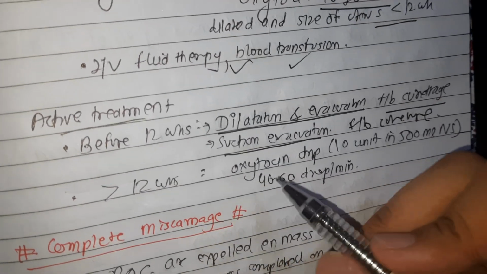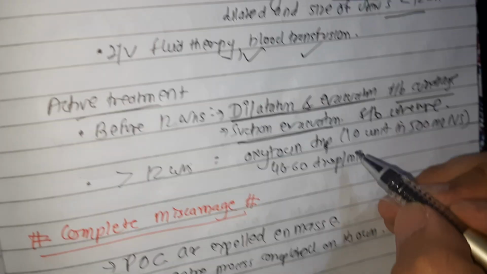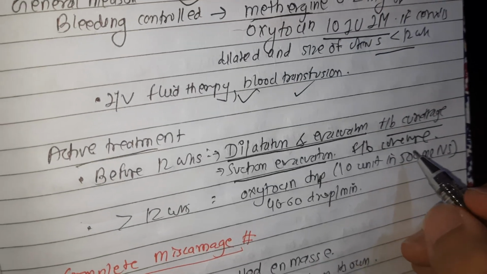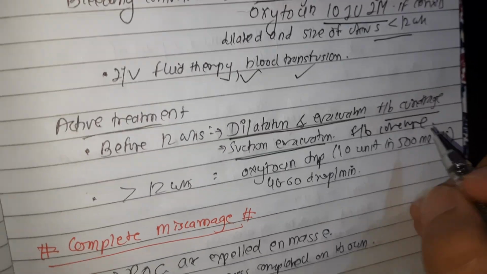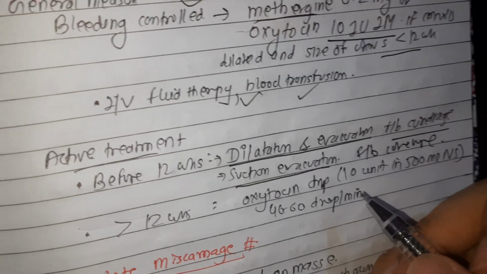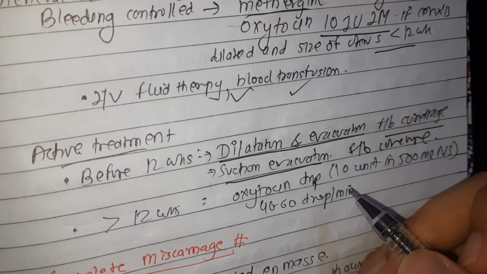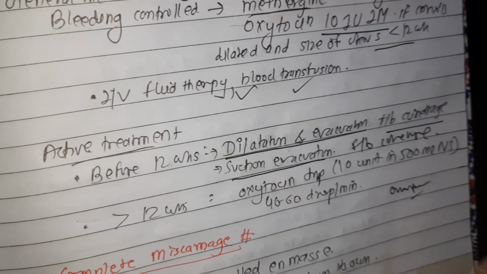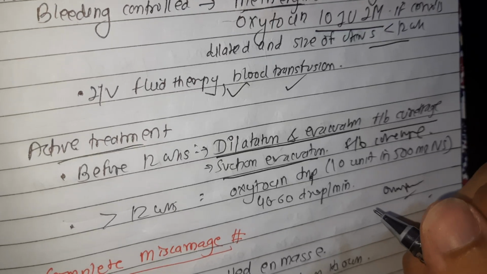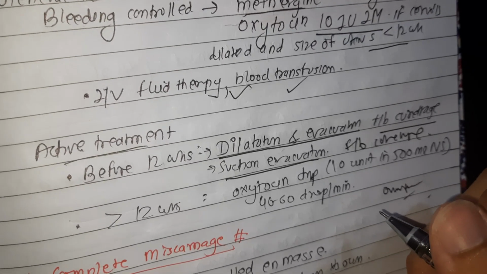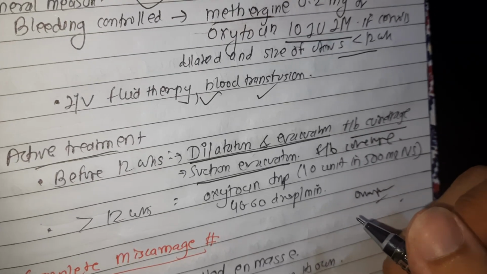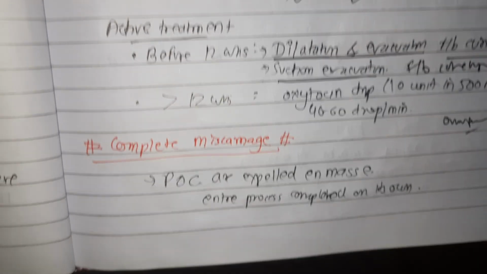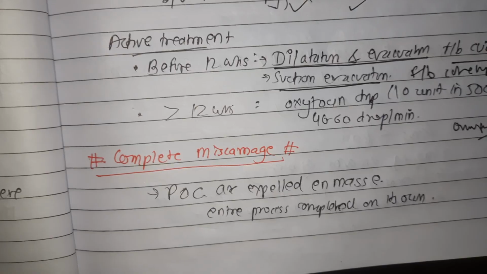And after 12 weeks, the uterine contraction is accelerated by oxytocin drip, 10 units of oxytocin in 500 ml of normal saline, 40 to 60 drops per minute. And if the fetus is expelled and the placenta is retained, it is removed by ovum forceps. If the placenta is not separated, digital separation followed by its evacuation is to be done under general anesthesia.